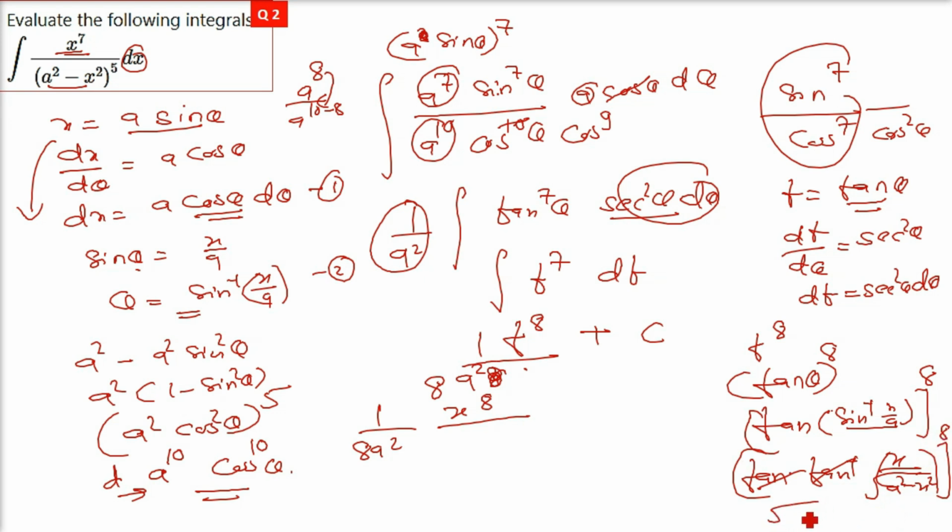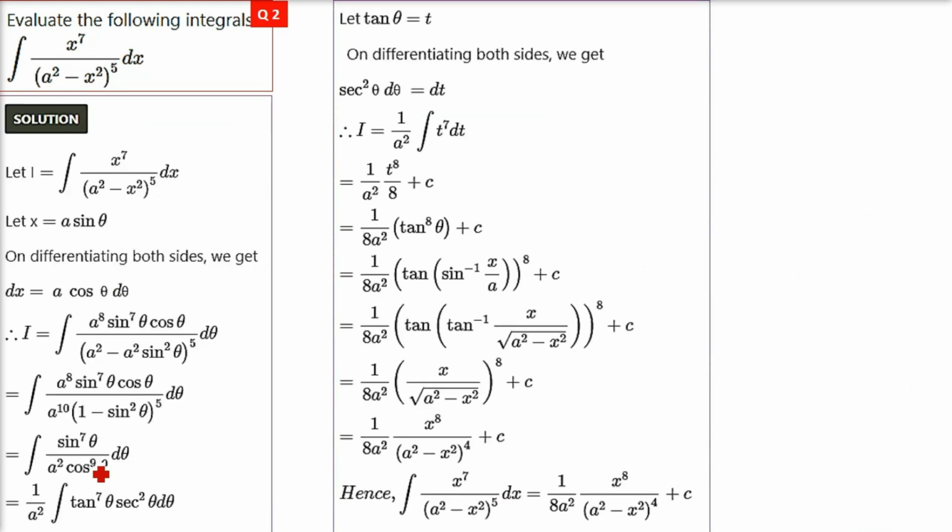Denominator is under root a square minus x square to the power 8. What does it mean? So 2 will get cancelled by under root. Basically it's a square minus x square to the power half multiplied by 8. 8 and half multiplied will give you 4. So only a square minus x square to the power 4 will come. This one, plus constant of integration. That's your result.